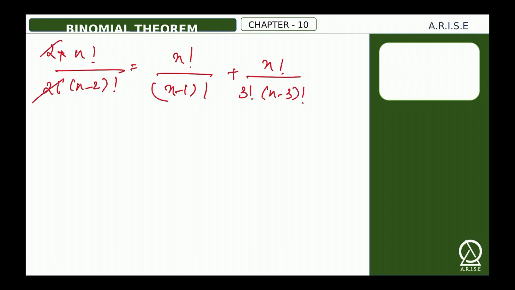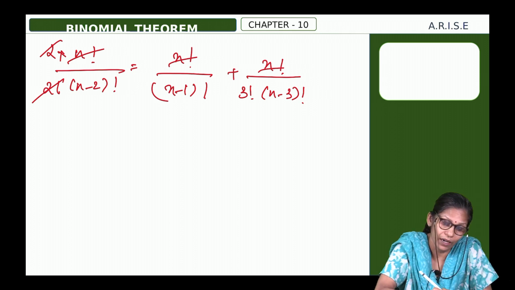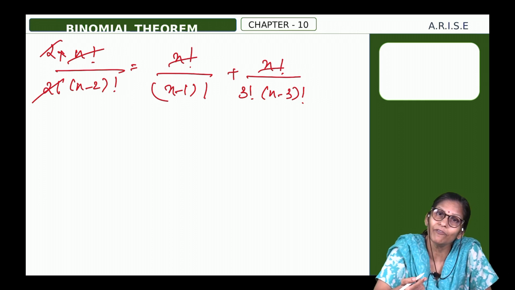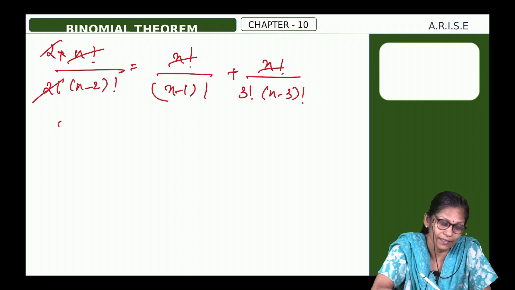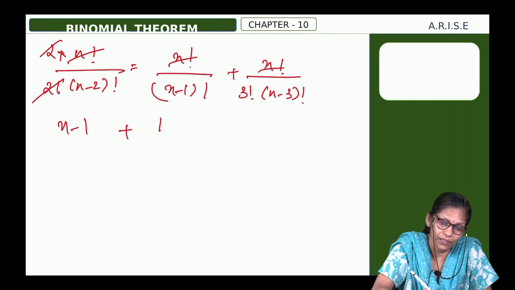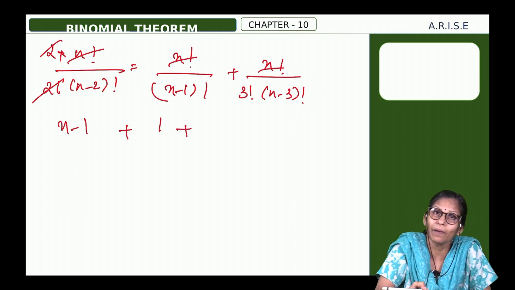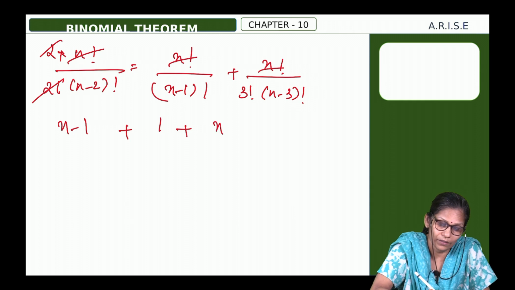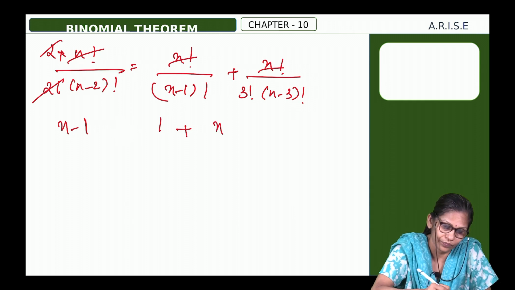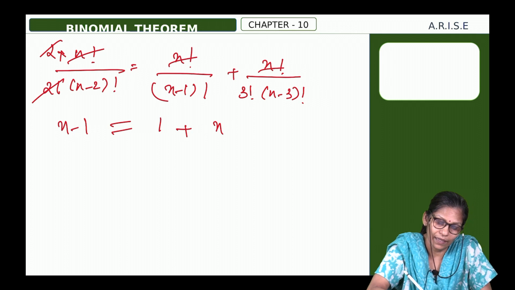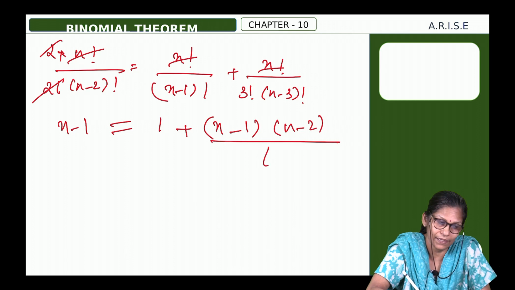Okay, so 2 will cancel, n factorials will cancel. You can multiply throughout by the biggest of these two, n minus 1 factorial. What would you have? N minus 1 factorial by n minus 2 factorial, isn't that n minus 1? Now, here it is 1, here n minus 1 by n minus 3 factorial. So, this is, sorry, isn't that n minus 1 into n minus 2 divided by 6?